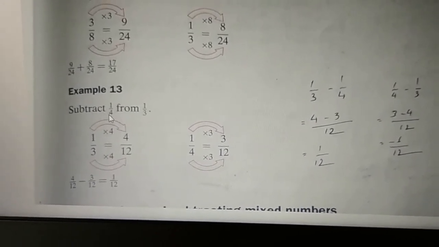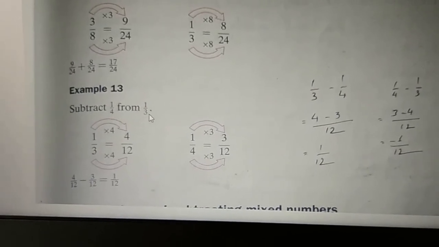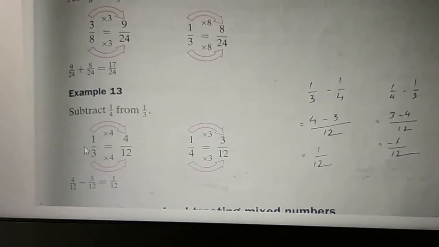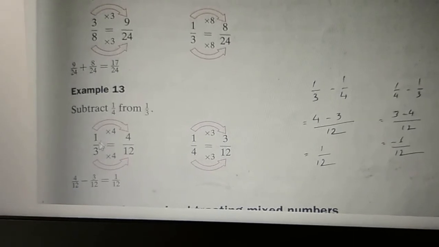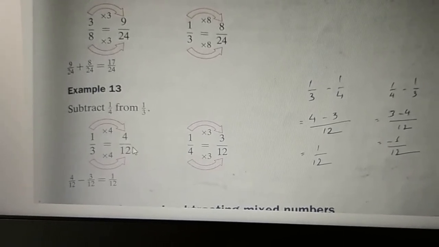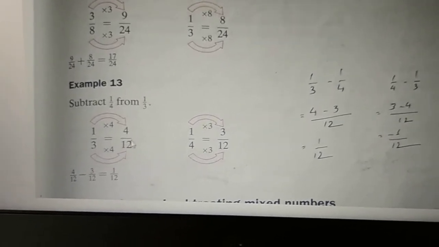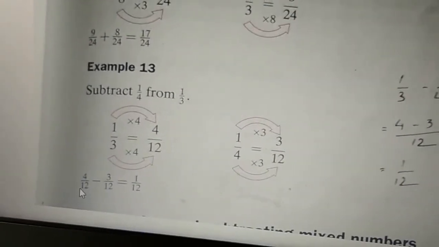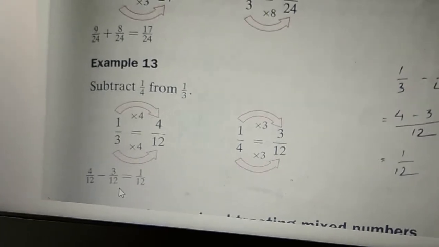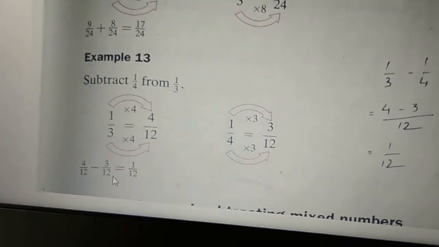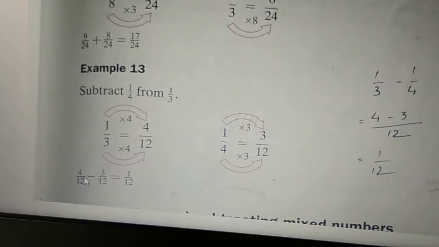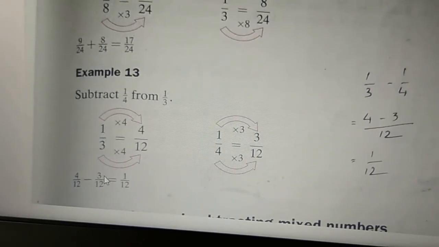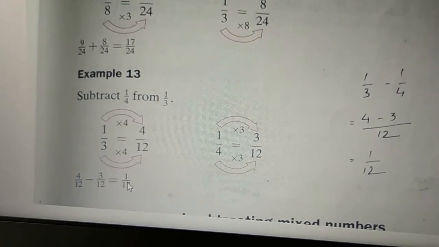We have to subtract 1 by 4 from 1 by 3, so that is why they have written down 1 by 3 first. Out of 1 by 3 we got 4 by 12, and out of 1 by 4 we got 3 by 12. So 4 by 12 minus 3 by 12. As the denominators are the same, we can simply subtract the numerators. So 4 minus 3 is 1, so 1 by 12.